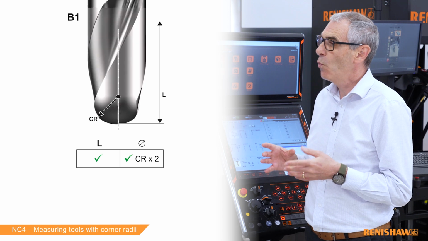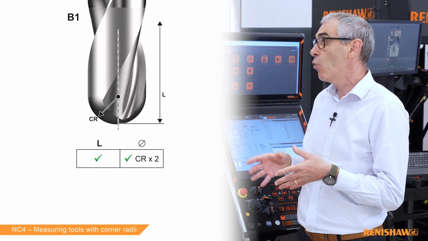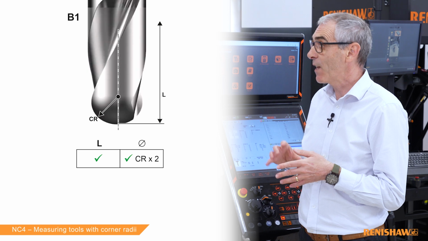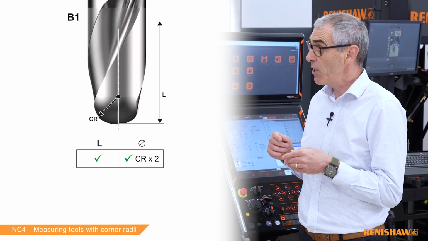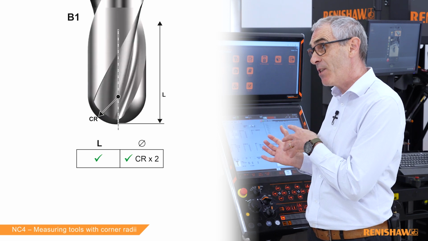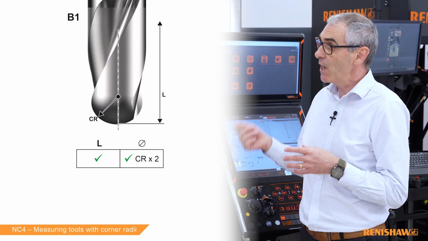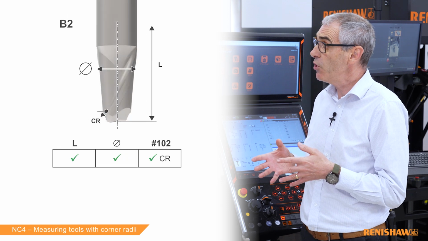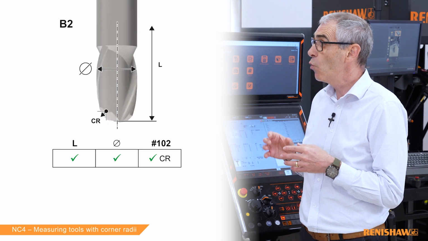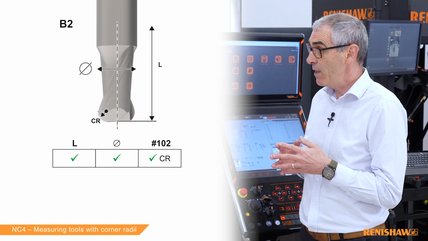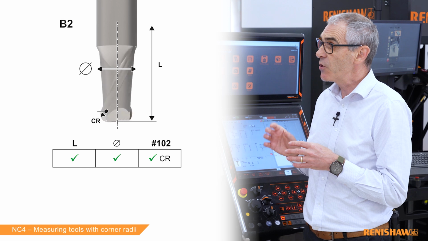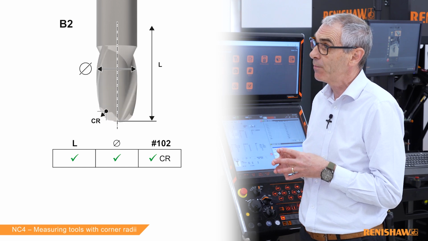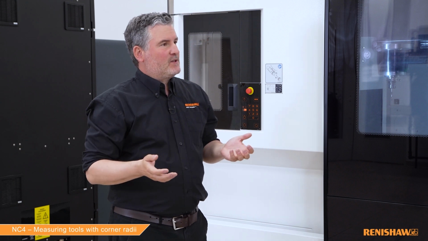So with B1, we are going to measure the tool length and corner radius. We're going to update the tool length offset, and then we're going to take the measured corner radius, times it by 2, because this machine uses a diameter offset style, and then we're going to update the diameter offset. With the B2 shape, we're going to measure the tool length, the tool diameter, and the corner radius. We're going to update the tool length offset, the tool diameter offset, and we're going to store the corner radius in #102.